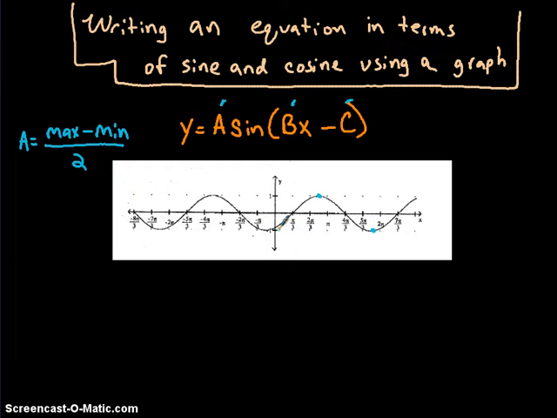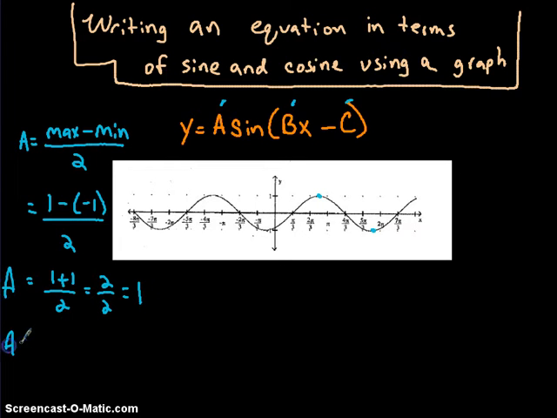So if that's the case, my A value is going to be 1 subtract -1 divided by 2. So that's going to be 1 plus 1 over 2. Just 2 over 2, which is 1. So A has to be 1. And that's the first thing we have.